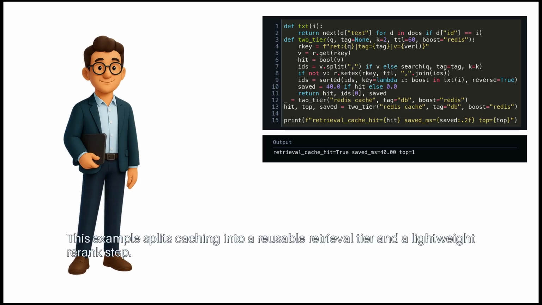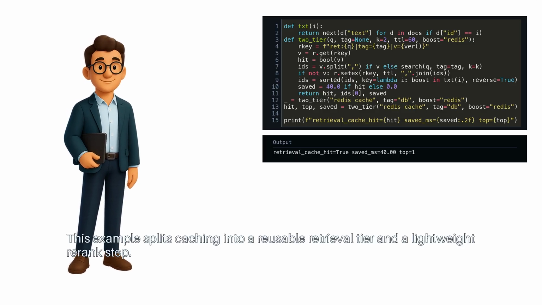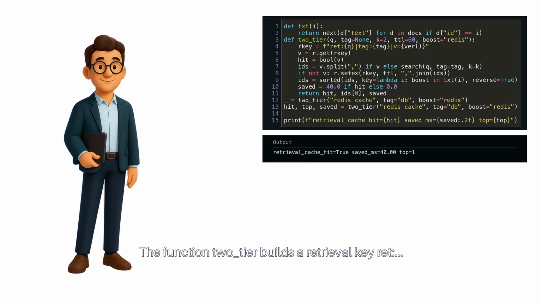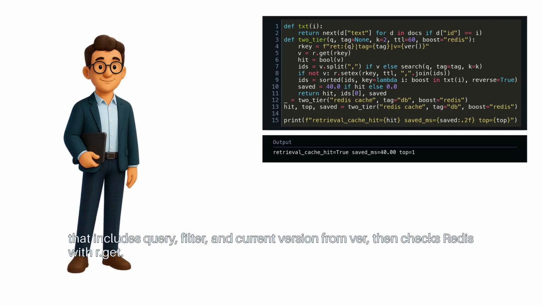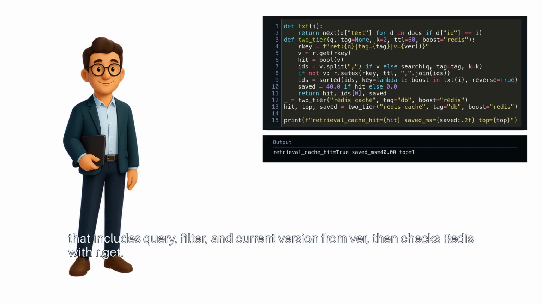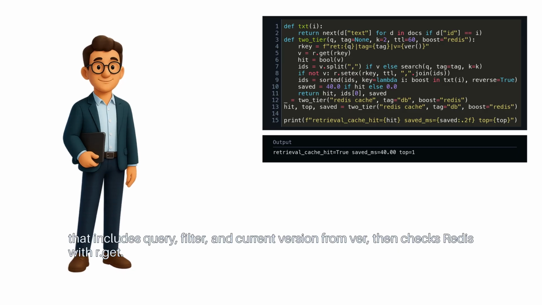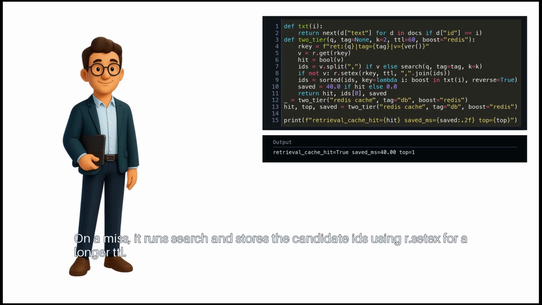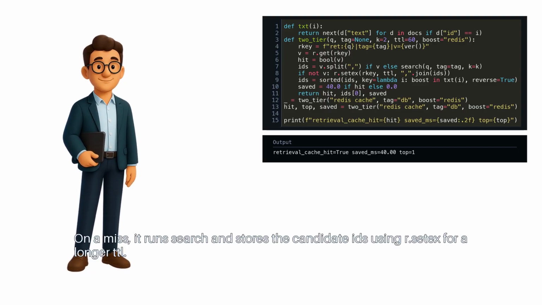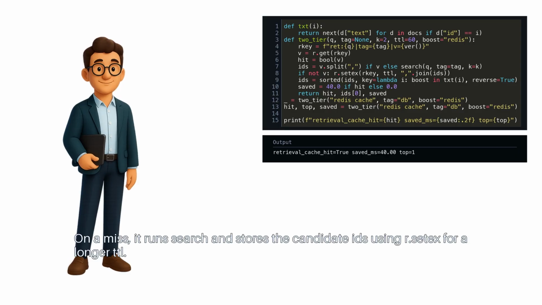This example splits caching into a reusable retrieval tier and a lightweight rerank step. The function retrieval tier builds a retrieval key ret that includes query, filter, and current version from ver, then checks Redis with r.get. On a miss, it runs search and stores the candidate IDs using r.setex for a longer TTL.